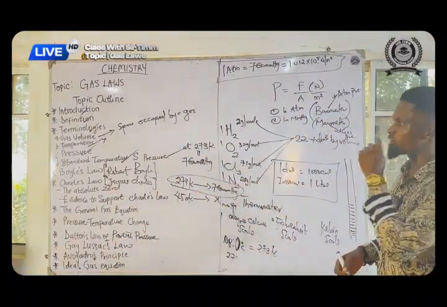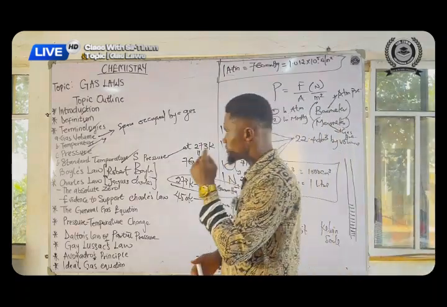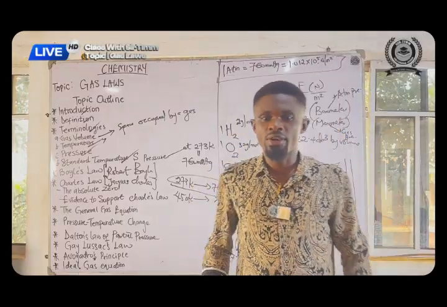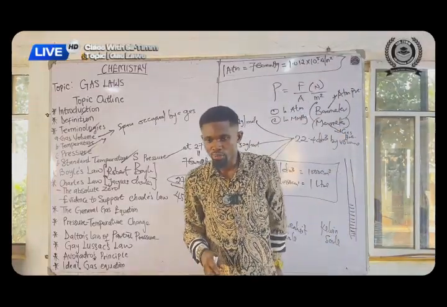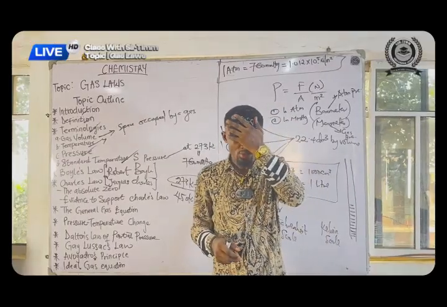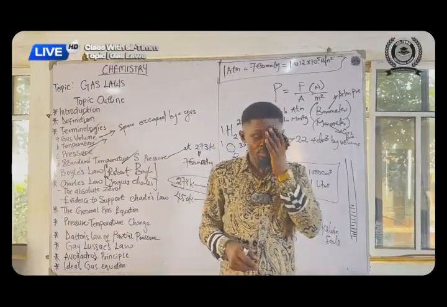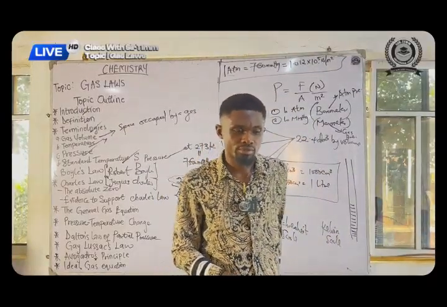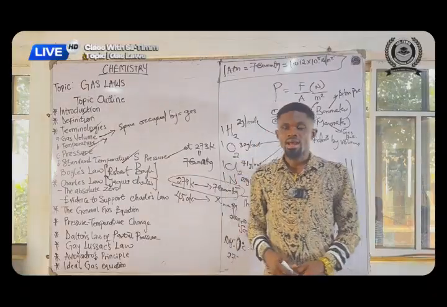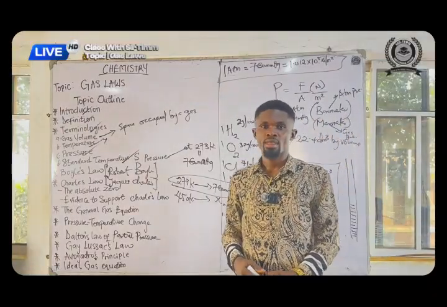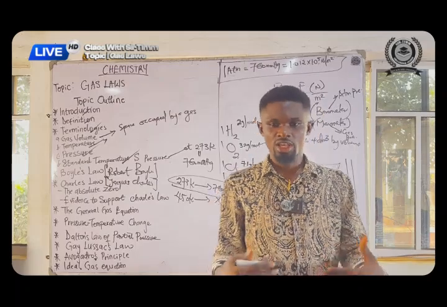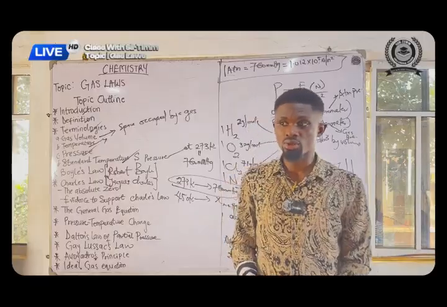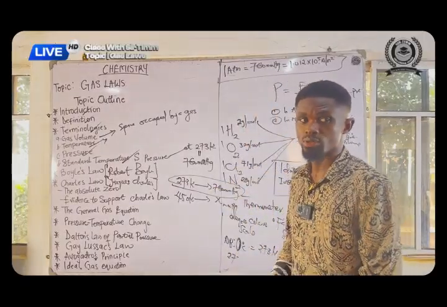So let's look at Boyle's law first. Boyle's law states that the volume of a fixed mass of a gas is inversely proportional to its pressure at constant temperature. The volume of a fixed mass of a gas is inversely proportional to its pressure at constant temperature.